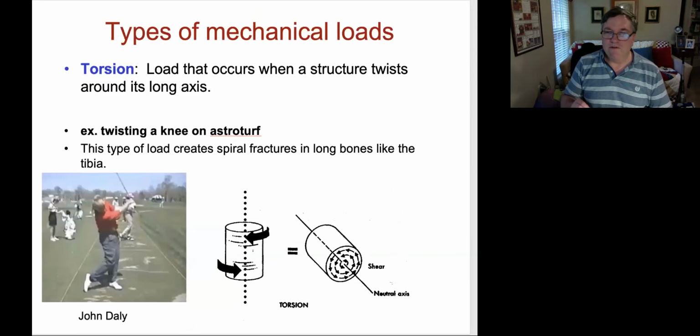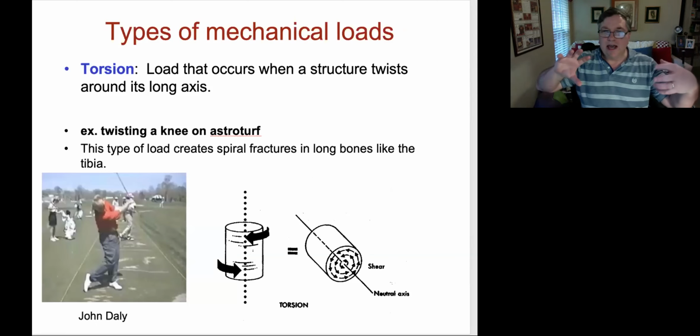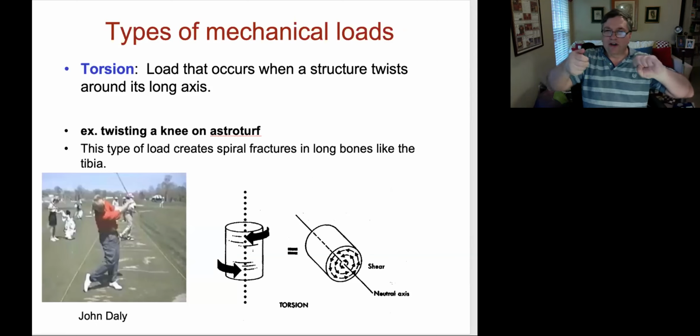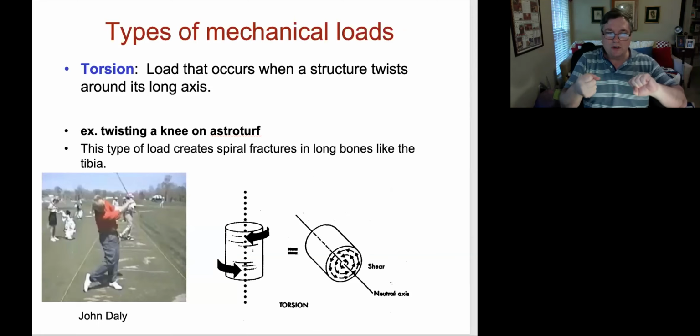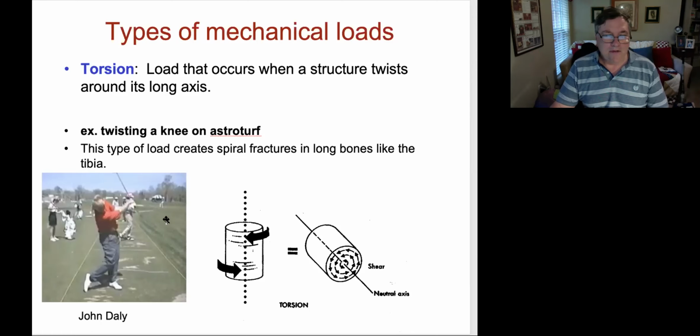Torsion is a twisting force. So imagine taking a wet t-shirt and wringing it out. Same thing with a towel. You're producing torsion, or a twisting force. This is John Daly, well known for getting a lot of twist or torque into his swing. If there's a large torsion load on a bone, it can produce something called a spiral fracture.